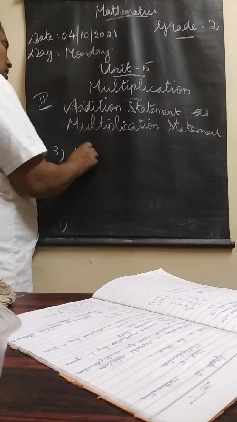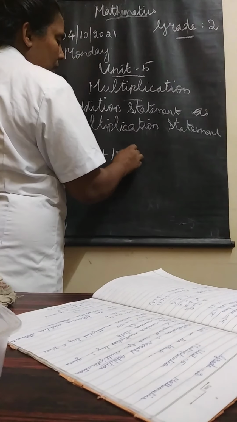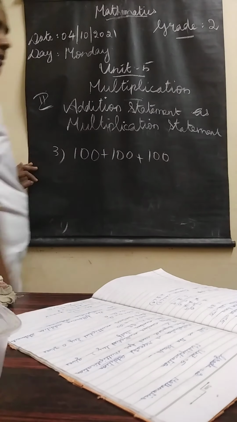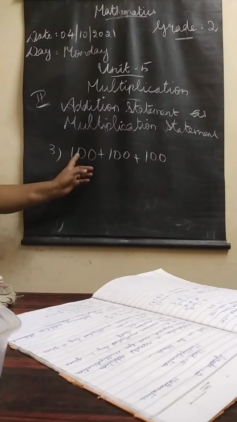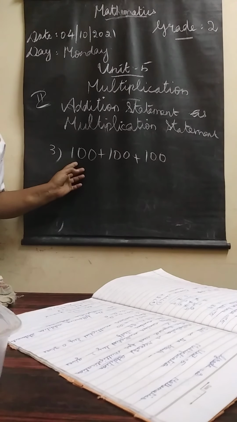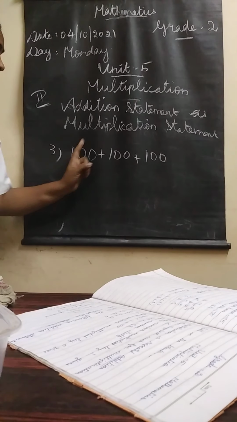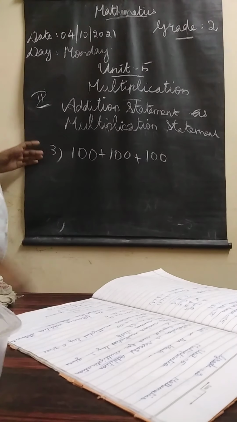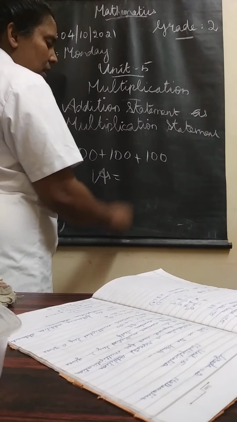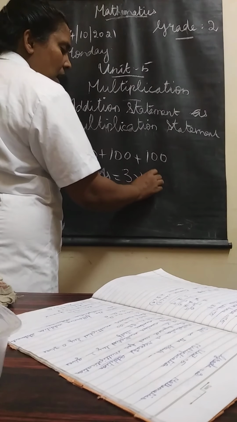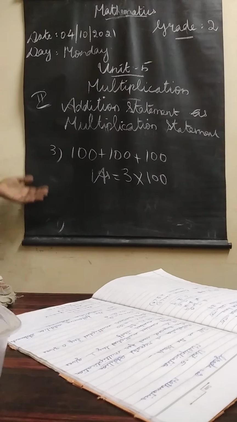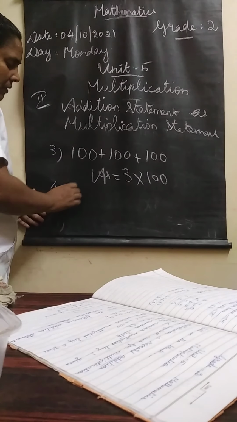Listen to the third one. 100 plus 100 plus 100. How many times here I wrote 100? Here I wrote 100 for 3 times. 1, 2, 3. How can you write the answer? So the answer is 3 times 100. Okay? 3 into 100.